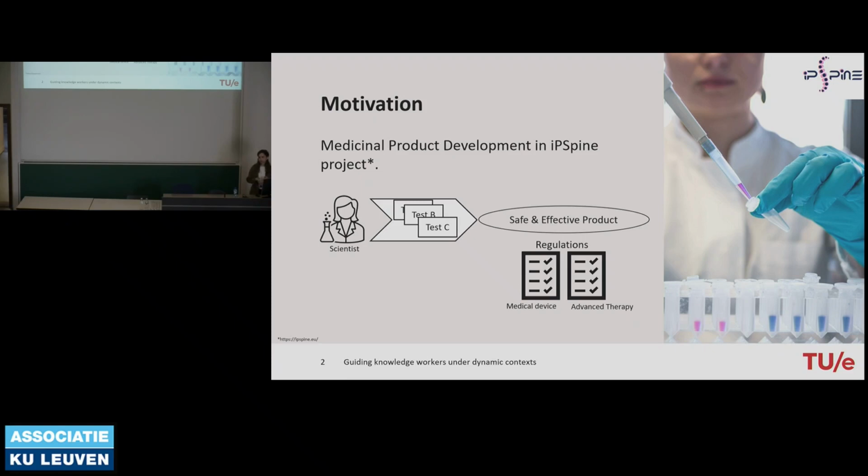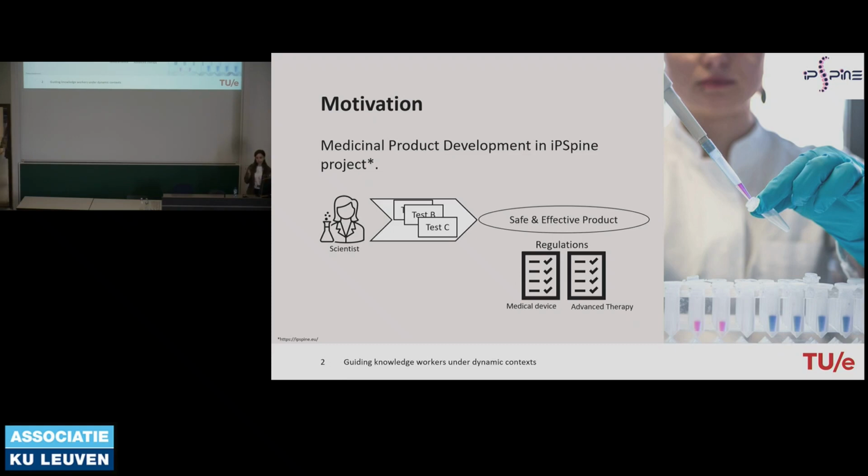In this project, we have some scientists developing a novel type of medicinal product that is based on stem cells and some smart biomaterials. The aim in this project is to develop a safe and effective product for human use, so a product that doesn't kill people and effectively treats a disease. And since this is a product for human use, there are some regulations that the scientists should be considering throughout the development process in order to demonstrate that the product is safe and effective.